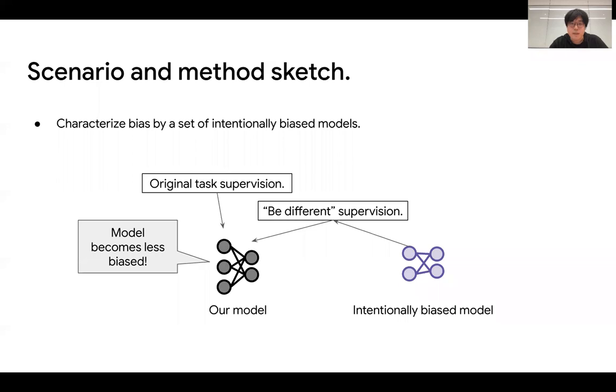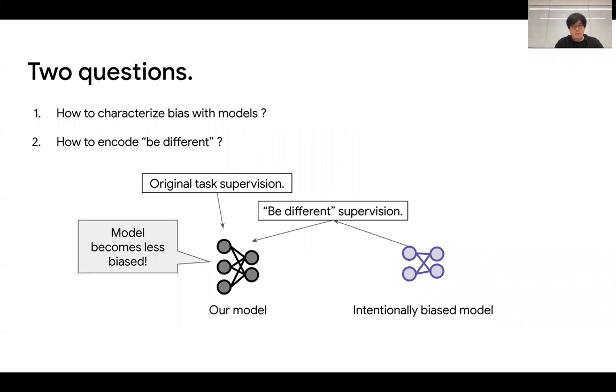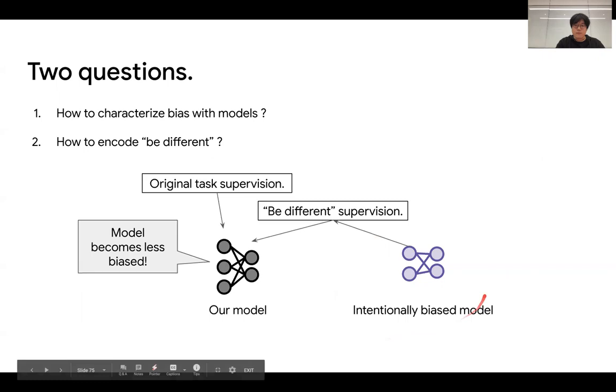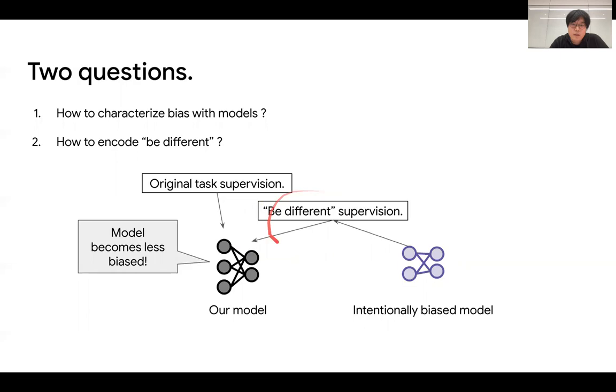Okay, so two questions here. First of all, how can we characterize bias with models? Here we assume that there are no bias labels, but we define bias by a set of intentionally biased models. So how can we characterize them? Second, how can we encode this be different? How can we measure this difference?